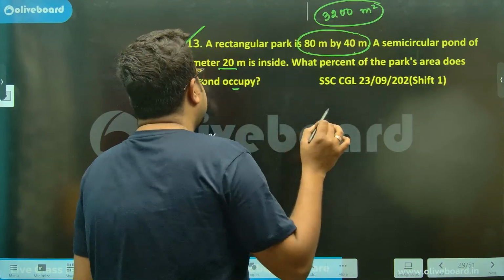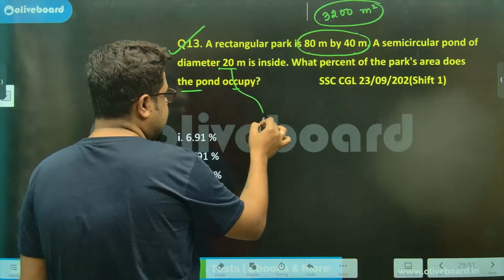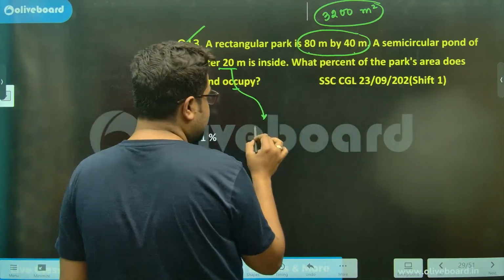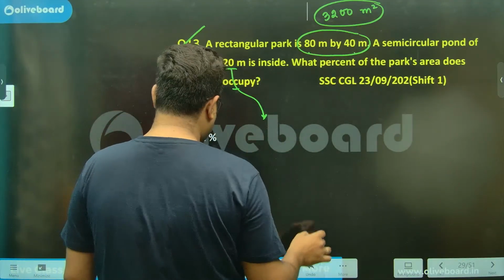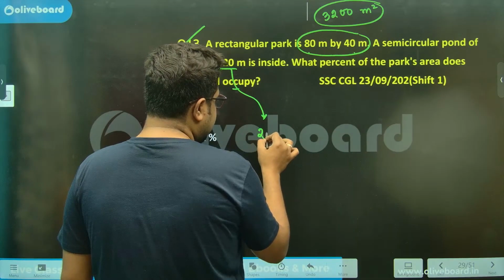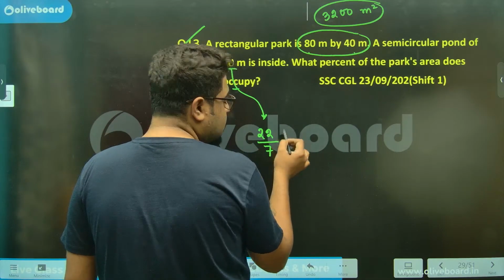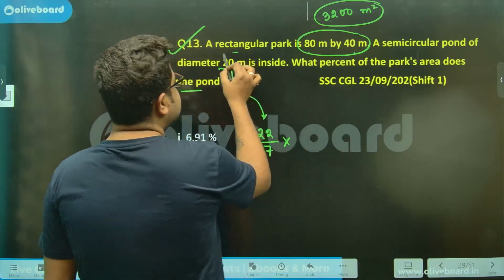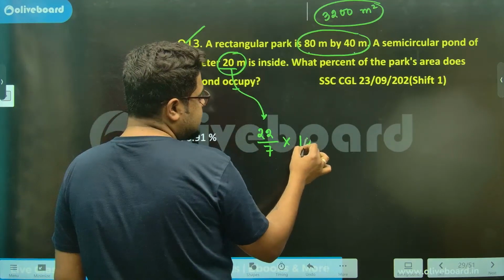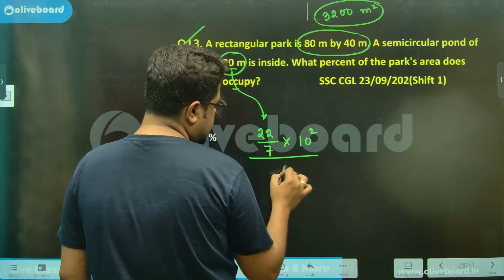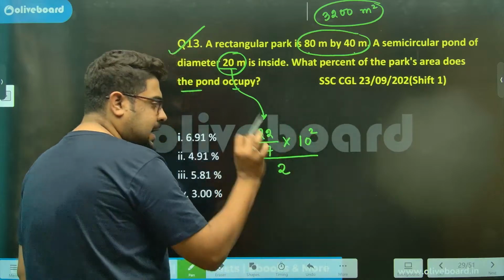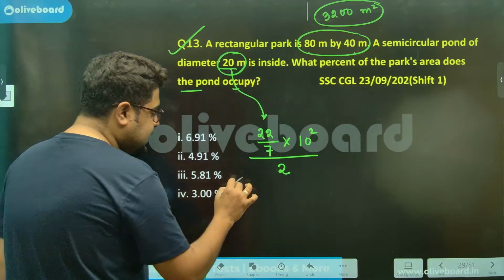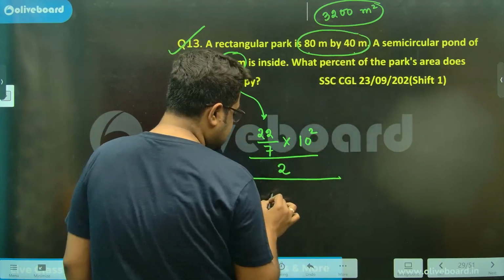Sir, diameter 20 means the radius is 10. Semicircular means pi r square by 2. Pi is 22 by 7. R square, with radius 10 meters, so 10 square. They are asking this area is what percentage of that area?